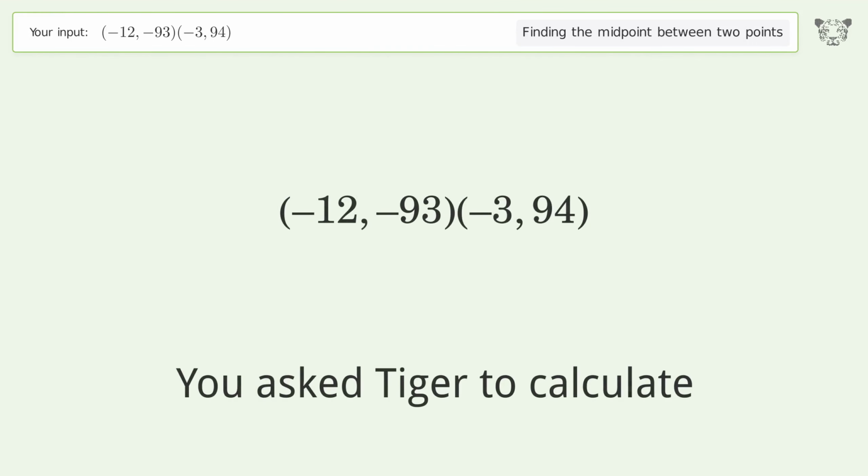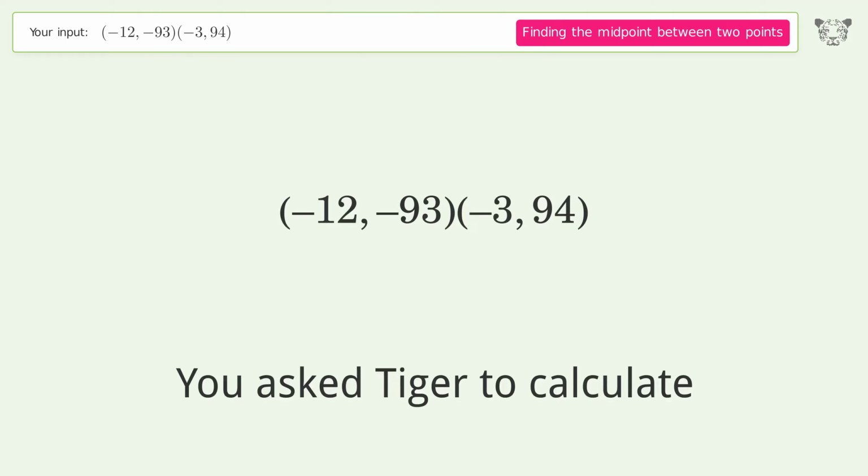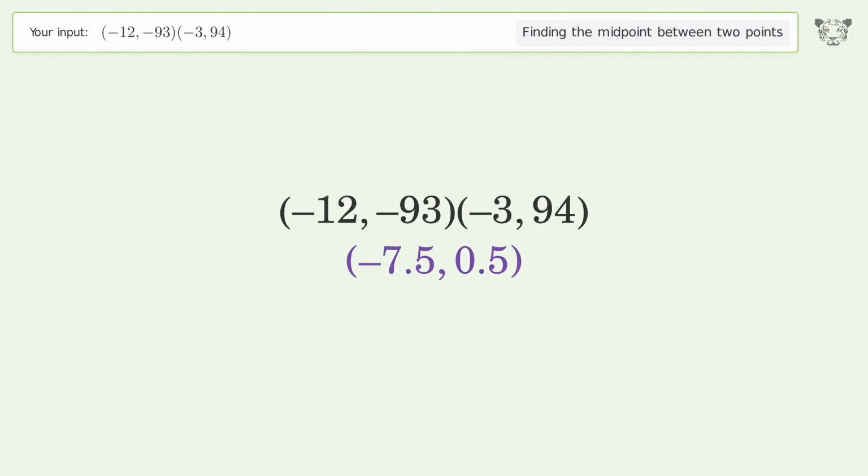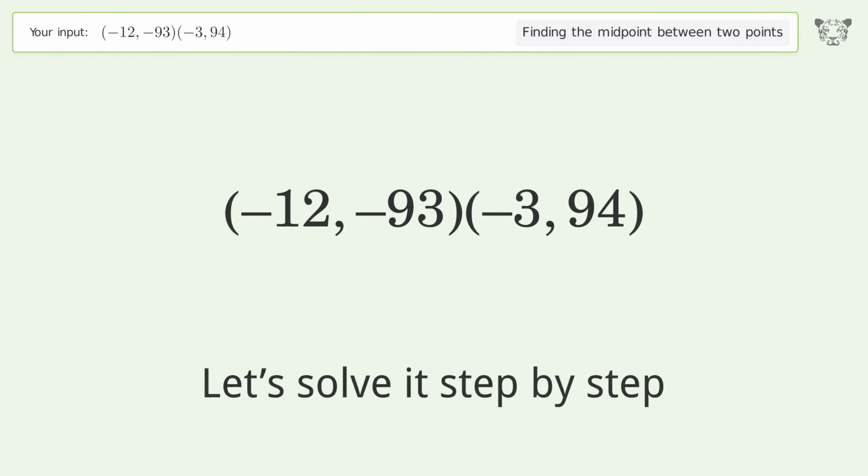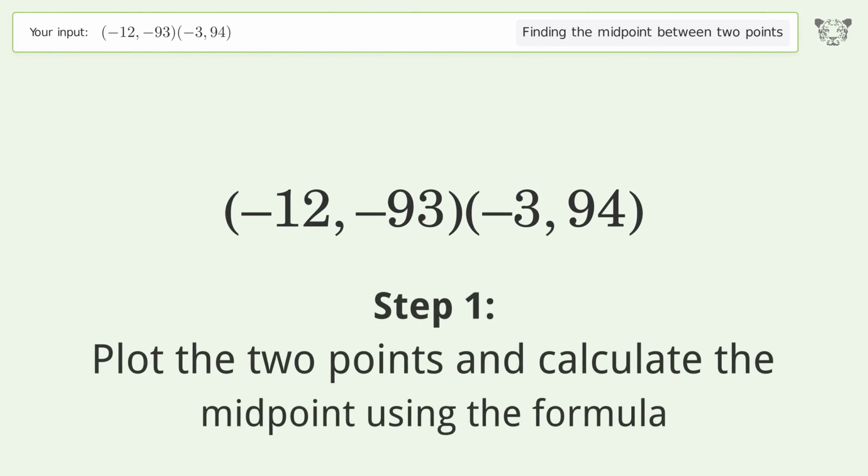You ask Tiger to calculate. This deals with finding the midpoint between 2 points. The midpoint between the 2 points is negative 7.5, 0.5. Let's solve it step by step. Plot the 2 points and calculate the midpoint using the formula.